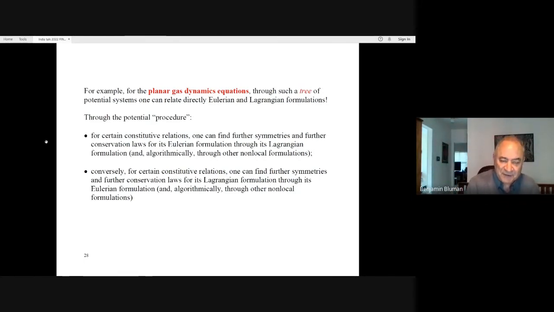Now, through the potential procedure, for certain constitutive relations, one can find further symmetries and further conservation laws for its Eulerian formulation through its Lagrangian formulation, and because of this systematic, algorithmic procedure, even through other non-local formulations, which are neither Eulerian nor Lagrangian. From a mathematical point of view, of course you have a nice physical interpretation for the Eulerian and Lagrangian ones, but the other ones are just mathematical ones. But we do have other formulations which yield non-local symmetries for both the Lagrangian and the Eulerian formulation. Conversely, for certain constitutive relations, one can find further symmetries and further conservation laws. But as I mentioned before, I'm repeating myself here.